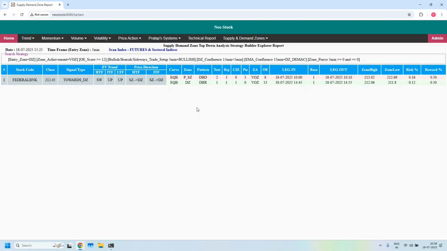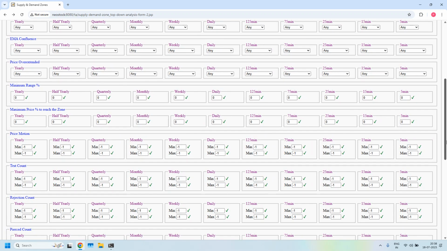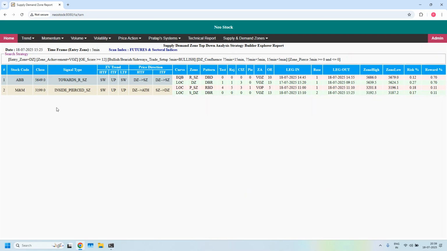Next we will look into LTF, ITF and HTF demand zone confluence supported stocks. Remove EMA filter. In the demand zone confluence, 3 filters we have to set. First one enabled. Next 5 minutes and 75 minutes, 15 minutes and 75 minutes demand zone confluence. We got 2 stocks. In both these stocks, the 5 minutes demand zones overlapped with the 15 minutes demand zone, and both are again overlapped with the 75 minutes demand zone. 75 minutes trend is sideways, so I am not checking EMA confluence.